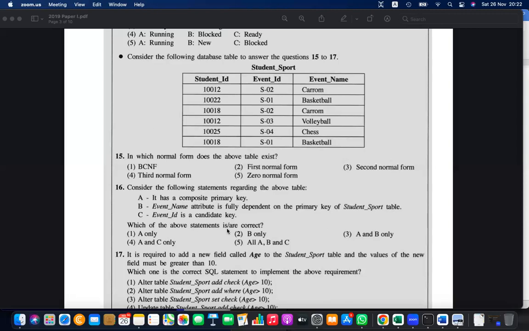Event ID is a candidate key? No, it's not a candidate. It's a duplicating key. It's not a candidate. So it has a composite primary key. That is true. So A only is the correct answer. Question 16, 1 is the answer. So why is 1 the answer?